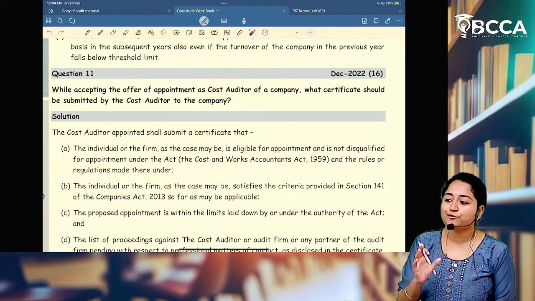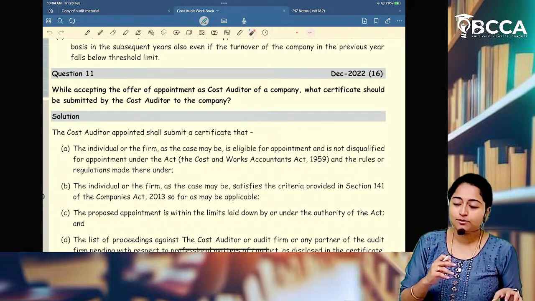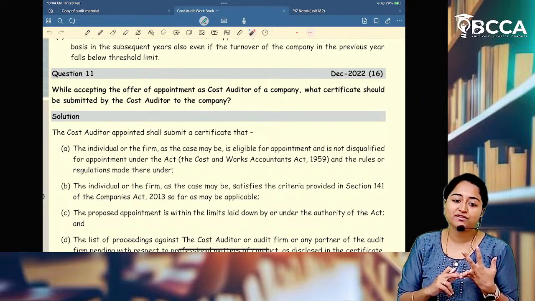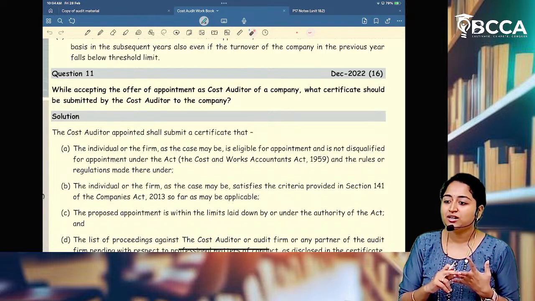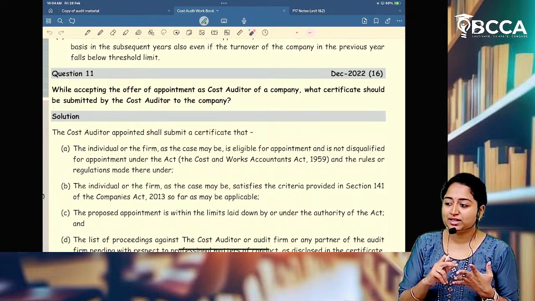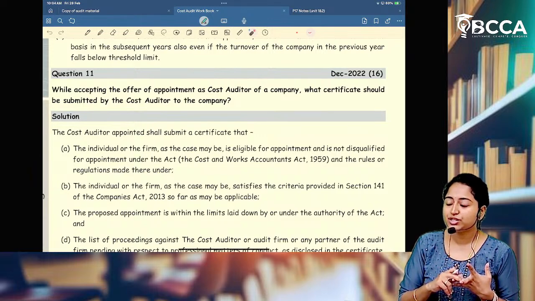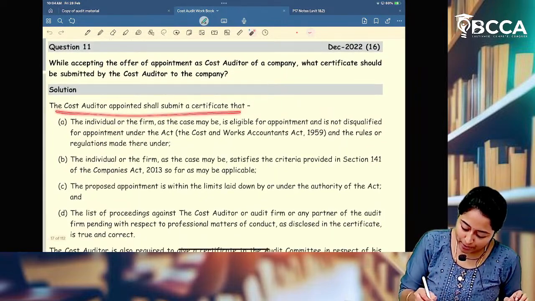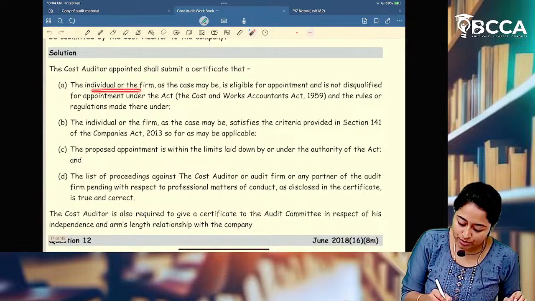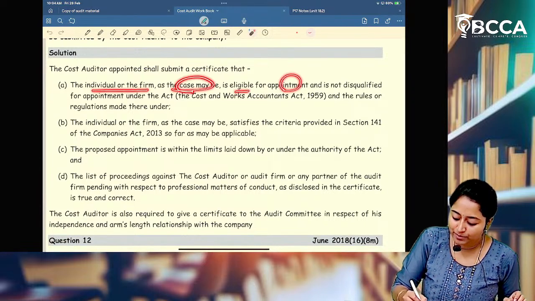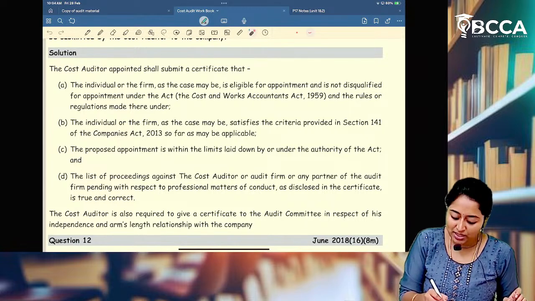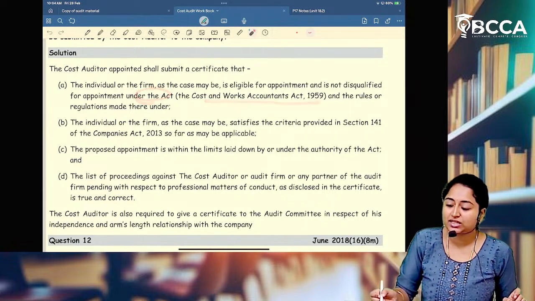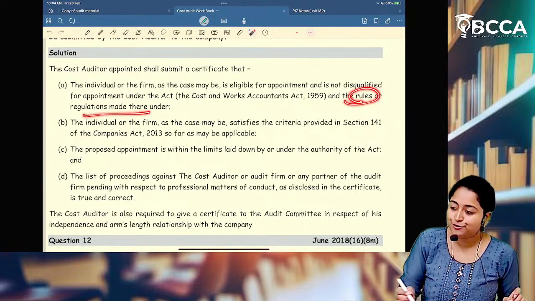Yes. Whether he is an individual, firm or LLP, he must state that he is qualified and not disqualified, that the appointment satisfies all regulations and rules, and at last give his consent that he is being appointed. The cost auditor appointed shall submit a certificate that the individual or firm, as the case may be, is eligible for appointment and is not disqualified for the appointment under the Act, the Cost and Works Accountants Act 1959, and the rules or regulations made thereunder.